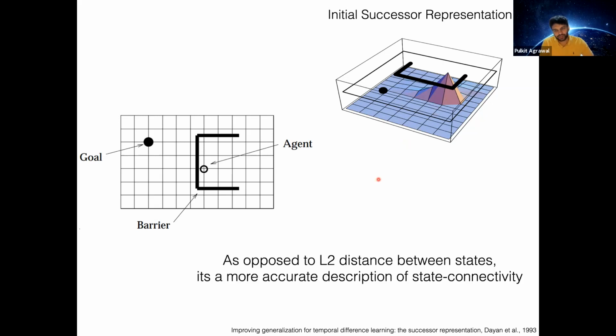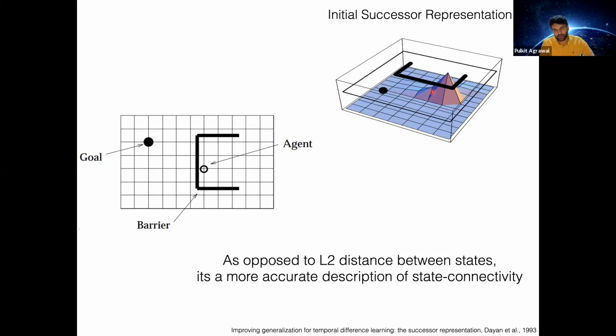As opposed to L2 distance between the states, successor representation can accurately describe the state connectivity. But that's something expected because the way I'm calculating the successor representation is to compute what are the states I'm going to visit in the future.